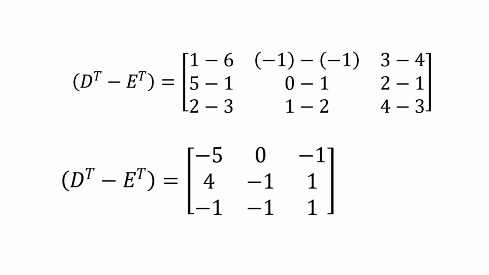So our final matrix, or the final answer, the transpose of matrix D minus the transpose of matrix E, is equal to column 1: negative 5, 4, and negative 1. Column 2: 0, negative 1, and negative 1. Column 3: negative 1, 1, and 1.